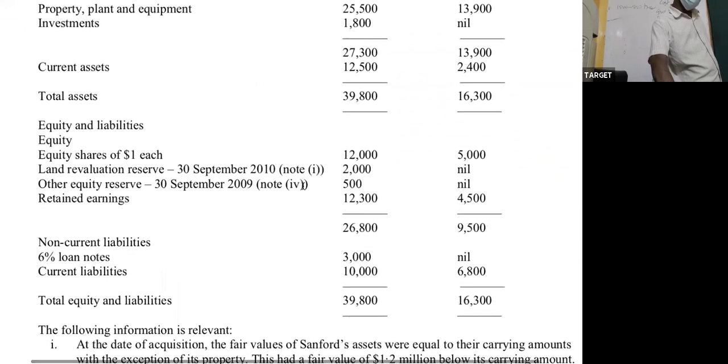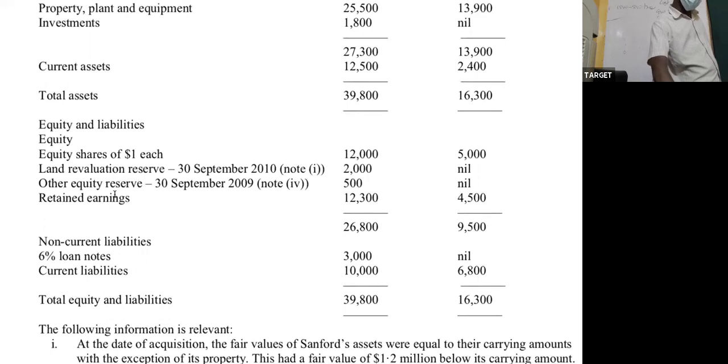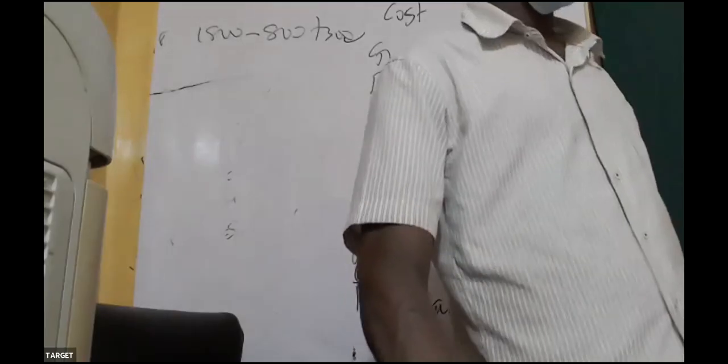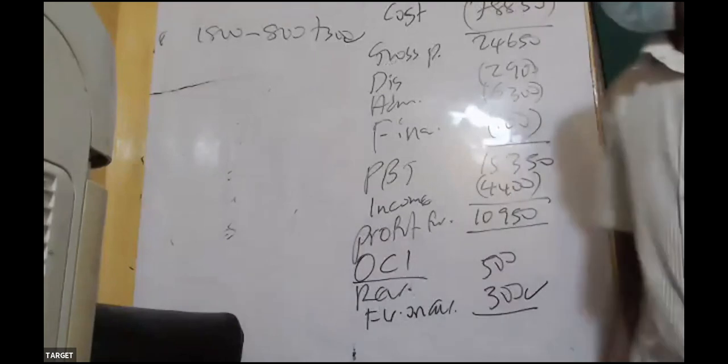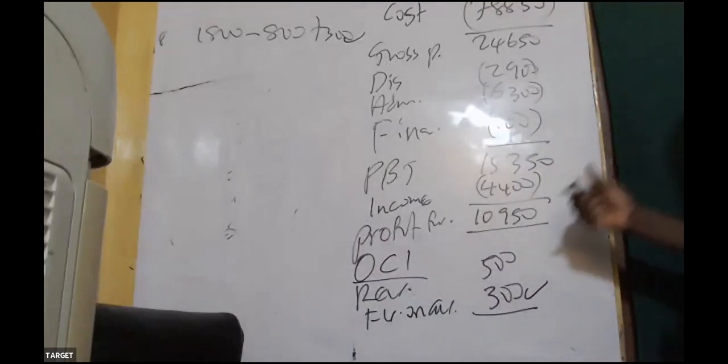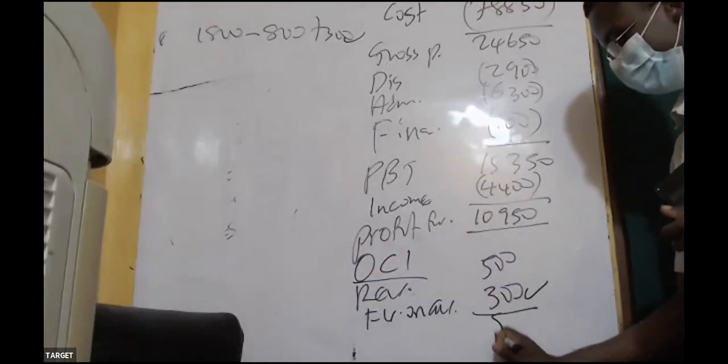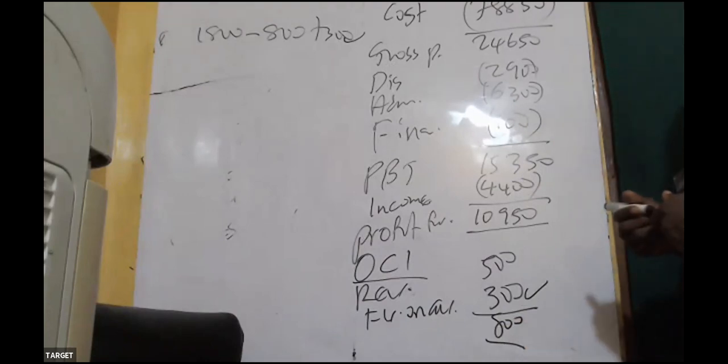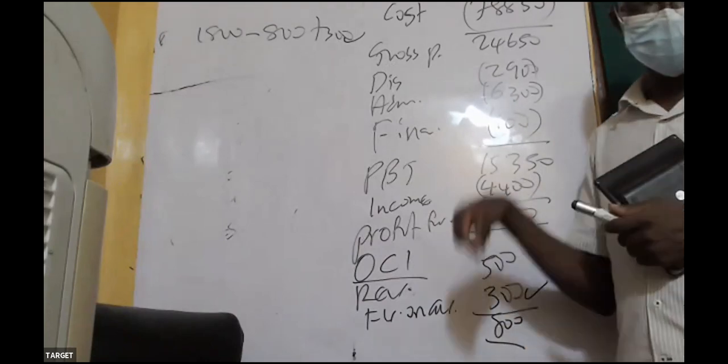Okay. So the other equity reserve, the 500 here, can you add the fair value gain on the investment to it, close it and push the answer, the 800? Agreed. Okay, so that is all. We are done. Now, when you add these two together, you get 800. This section, most students don't like it, but please like it.